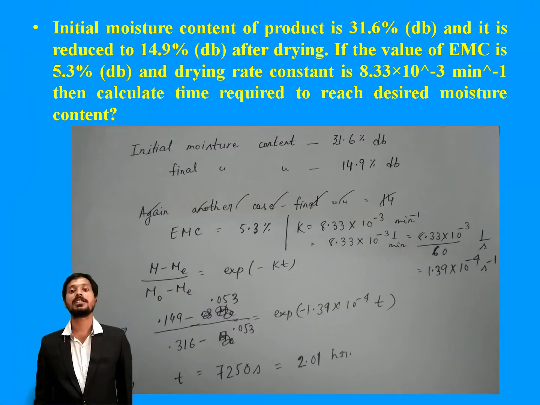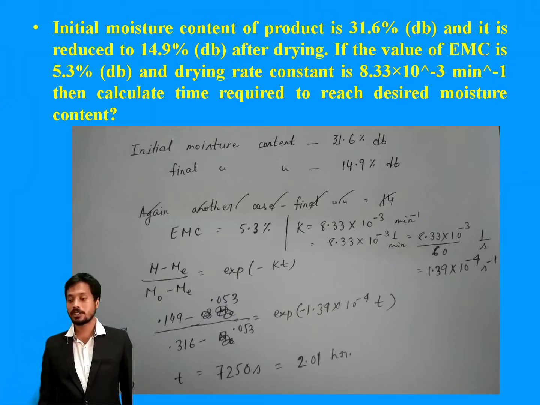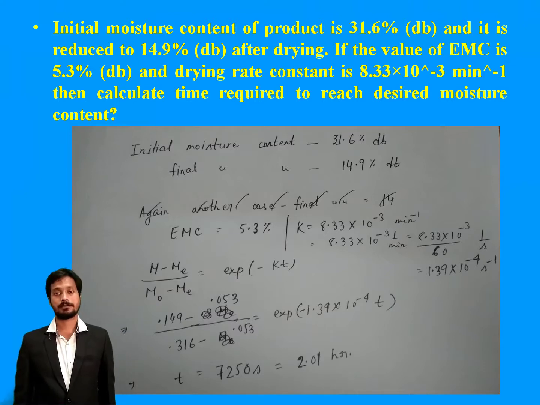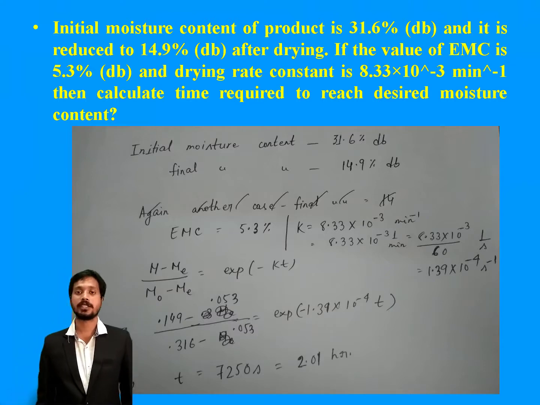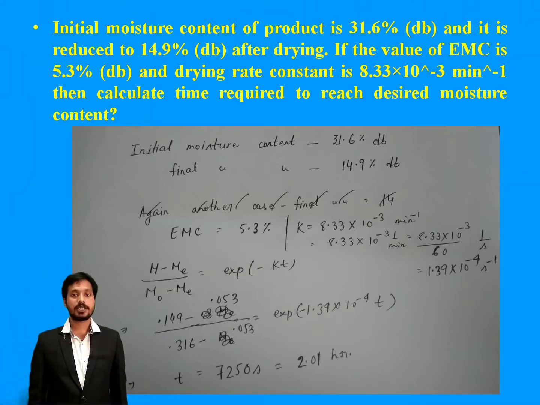So 1 second means how much hour? 1 by 3600 hour. So we have to divide this by 3600. So it comes 2.01 hours, means almost 2 hours. So this is the solution for this question. Okay. So next, going to the next question.